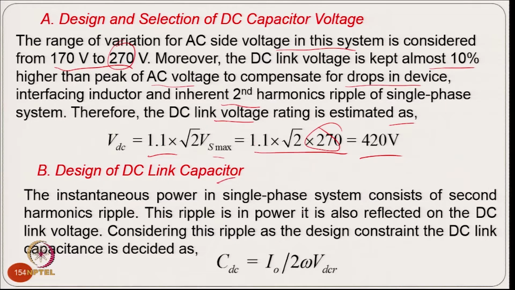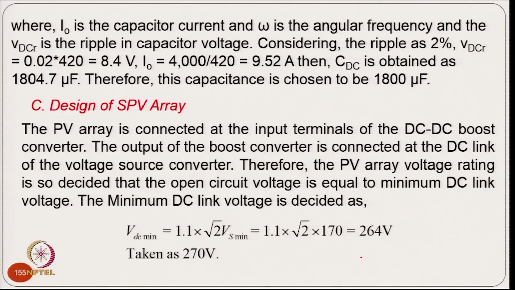And now coming to the design of the capacitor. The instantaneous power in a single phase system consists of second harmonic ripple. This ripple in power is also reflected on the DC link voltage. Considering the ripple, the design is typically C_DC = I0 / (2 omega V_DCR), where I0 is the capacitor current, omega is the angular frequency, and V_DCR is the ripple voltage of the capacitor. Considering 2% ripple over the DC link voltage of 420 volt, it comes to 8.4 volt, and considering 4 kilowatt power at the DC link, a current of 9.52 amperes. So C_DC is obtained as 1804.7 microfarad, and it is usually selected a little higher than that, so it is 1800 microfarad.